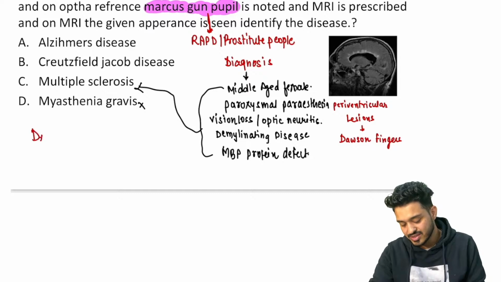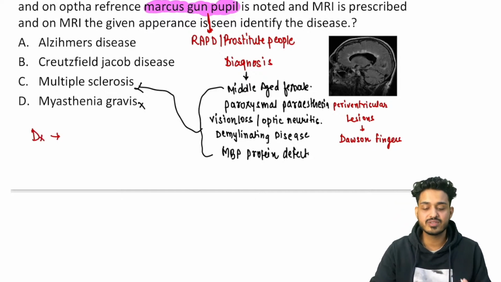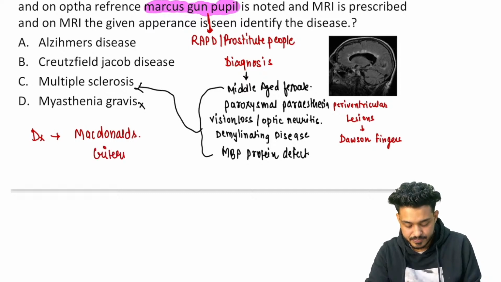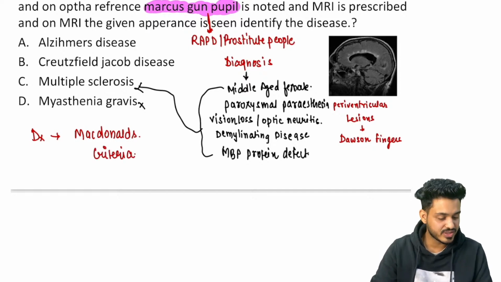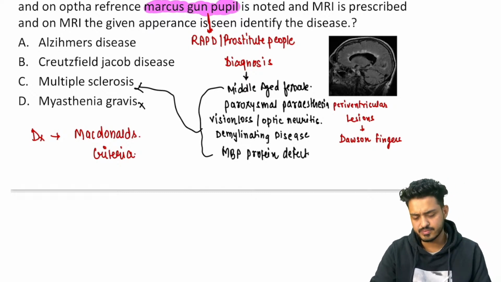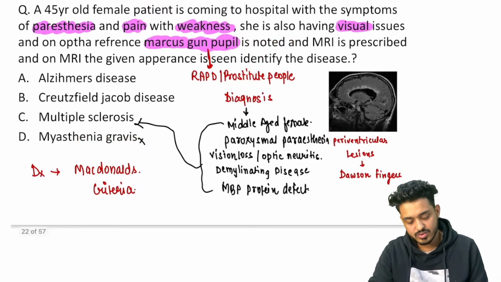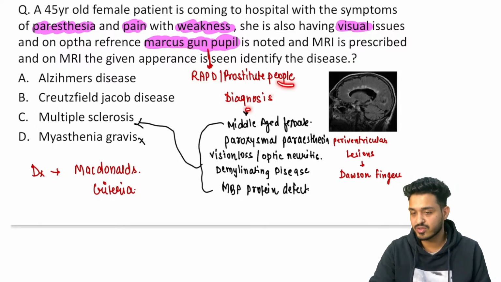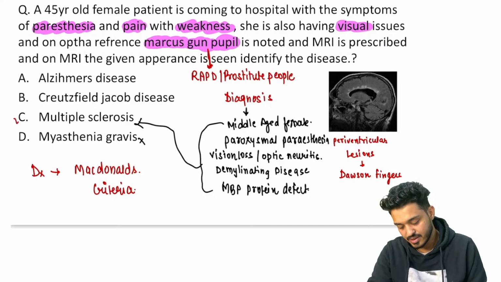For the diagnosis, we are using a special criteria that is known as McDonald's criteria. What is the criteria we are using? We are using a special criteria that is going to be your McDonald's criteria, right? So Marcus Gunn pupil, this RAPD, prostitute's pupil, on diagnosis you will be going in favor of multiple sclerosis.